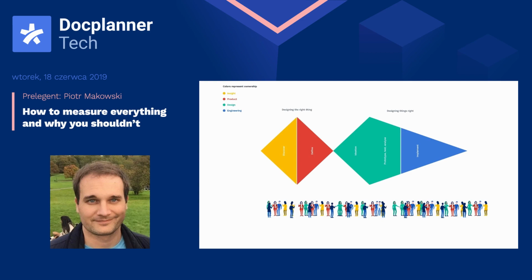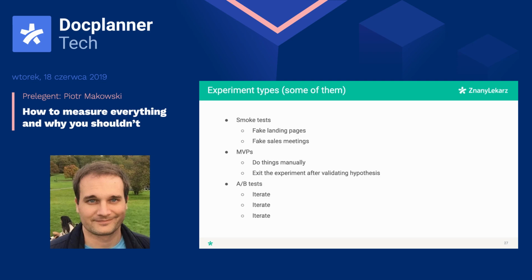And there are different types of experiments. There are many more, but those are the ones that I especially like. So smoke tests. Smoke tests are usually thought of as fake landing pages. So you want to sell something, or you want to check the interest, so you set up a fake landing page with a buy now or register button, and then nothing happens. But you at least know how many people are interested, what is the possible conversion rate. But you can extend the smoke test to other fields. So we can do smoke test sales meetings. So you can try to sell something even if you don't have it.